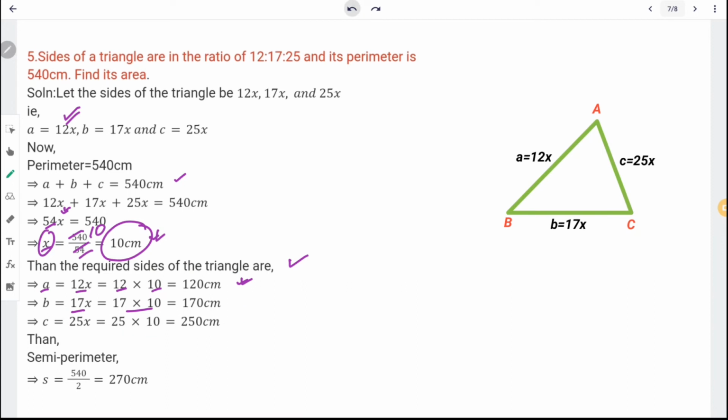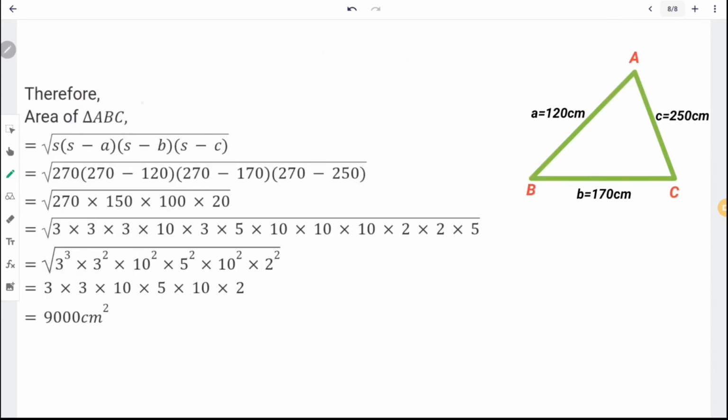All right, in order to use Heron's formula, we need the semi-perimeter, right? Semi-perimeter simply means half times the perimeter, and perimeter they've given us 540. So 540 divided by 2, we're going to get small s, the semi-perimeter, to be equal to 270 centimeter. Now let's use Heron's formula. Area of triangle equals, write down the formula, then semi-perimeter we got 270, then 270 minus a, which is 120, right? And then semi-perimeter 270 minus b, which is 170, and then semi-perimeter 270 minus c, which is 250.